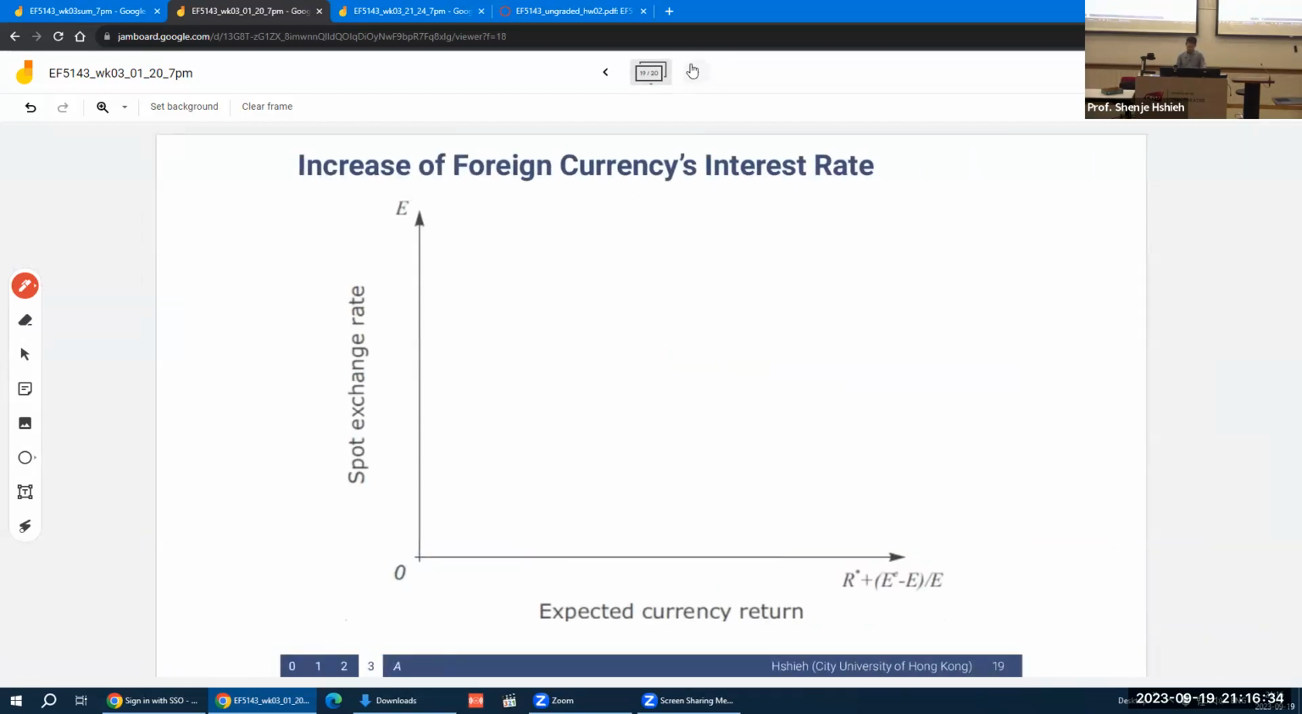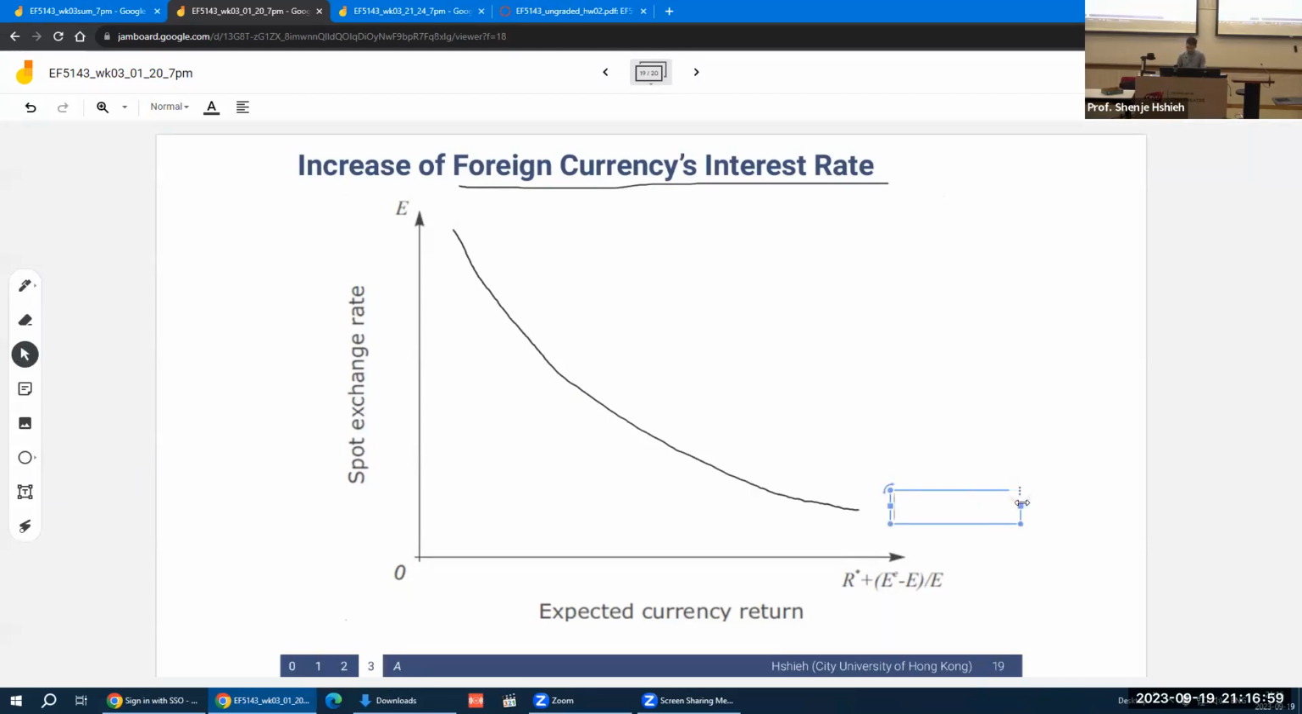All right, let's try another exercise. Let's try to increase the foreign currency's interest rate, so we're looking at R star now. Every time we do these kinds of visual exercises, I always have a starting point. For the sake of time, I'm just going to do all this really fast without explaining much. I will have a starting point here. That's R, the domestic interest rate.